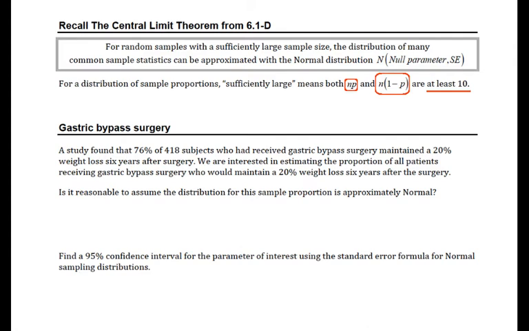The way that we use this with confidence intervals, we don't know the exact value of p, is we use n times p hat since it's our best estimate of p, and we use n times 1 minus p hat. So we consider this to be our condition for using a normal distribution.